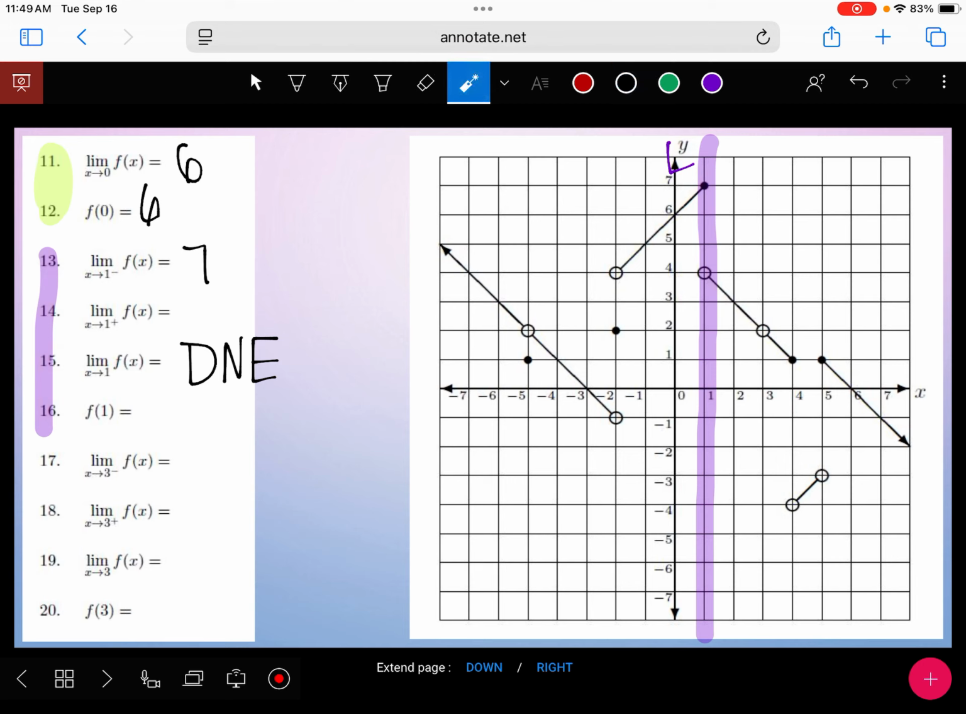Now let's trace from the right. The graph is coming up. It stops here. So from the right, what would you say your limit is? 4. And because the left and right are not the same, D and E at 1. Now, do we have a closed circle at 7 or 4? Which one is closed, the 7 or the 4? The 7. So number 16 would be 7.